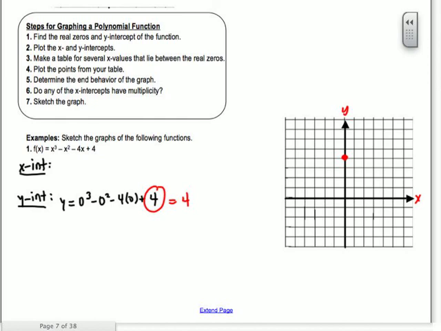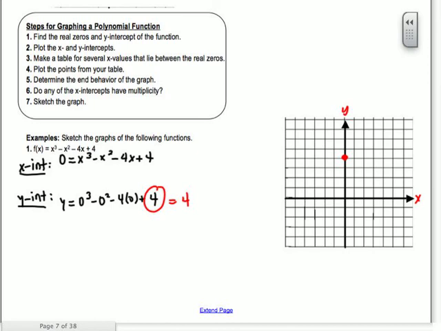The x-intercept's harder because you set your y equal to 0. So it's 0 equals x cubed minus x squared minus 4x plus 4. Does anybody remember how we solved these? No? Can we factor? We can factor. It's a special way, though. What's it called? Yeah, it's factor by grouping, right? Split the middle. So we're going to split it down the middle.